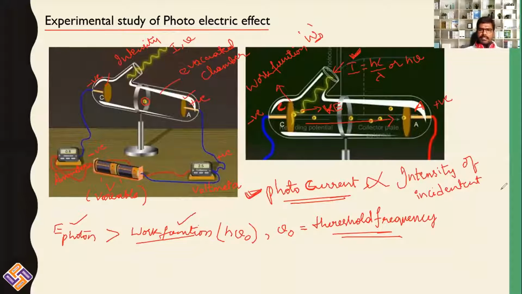The more intense the light, the more photons are emitted. The more photons are emitted, the more photocurrent is observed in the circuit. This is how an experimental arrangement can be made to conduct the photoelectric effect.